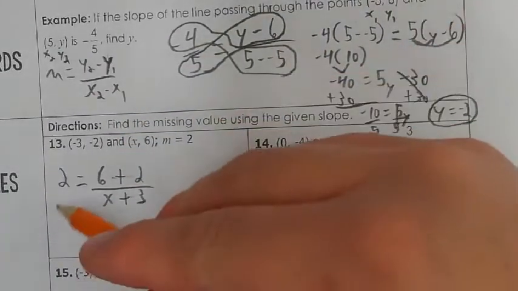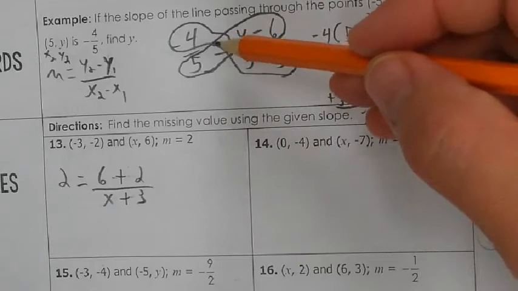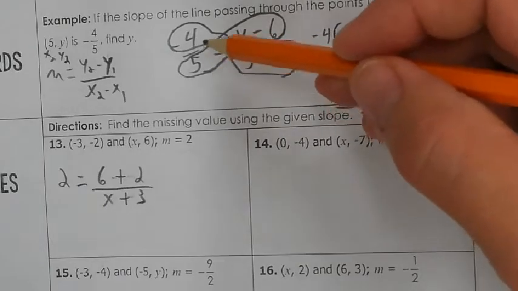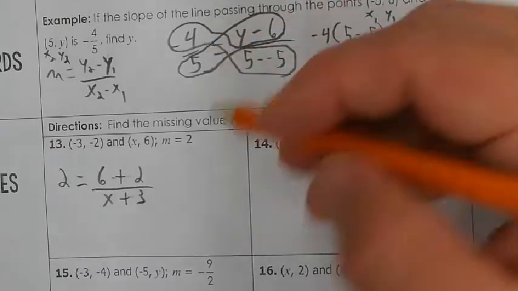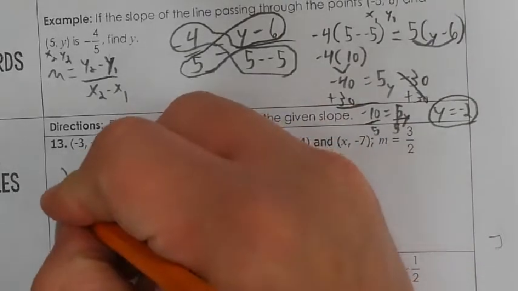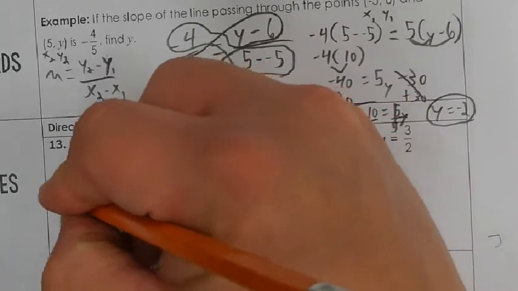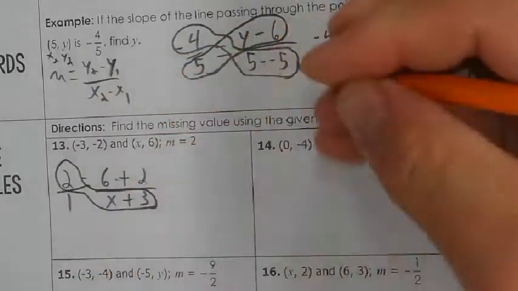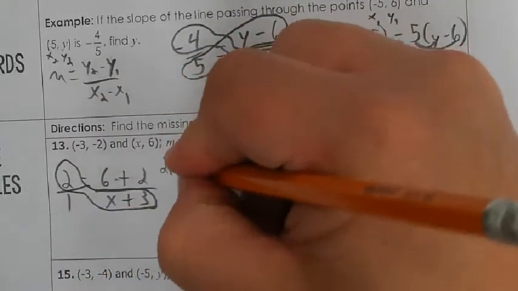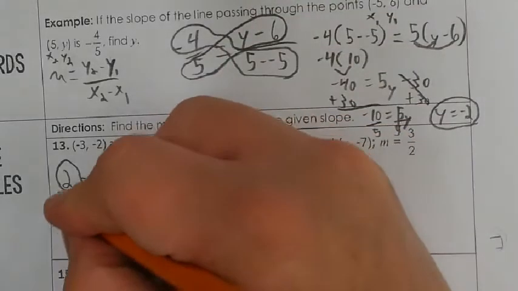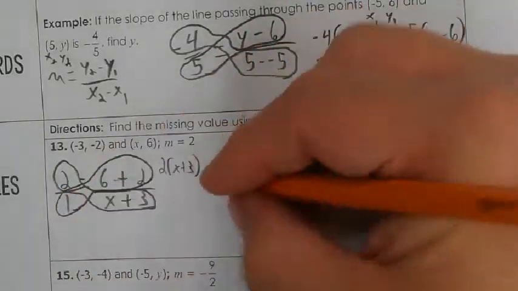What do you notice about this number that was different than this m? This m was written as a fraction. You gotta put a 1 under it. Very good, Gus. So you put a 1 over it. So now we cross multiply. 2 times x plus 3, and then 1 times 6 plus 2.